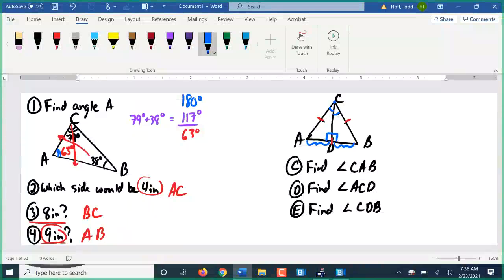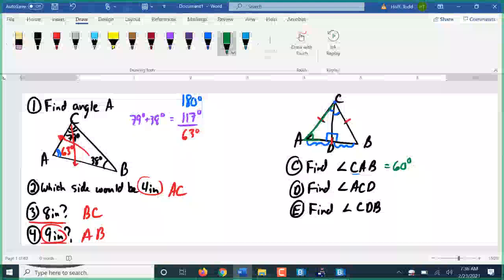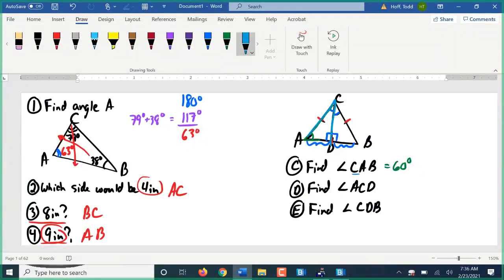Once we know that, angle CAB, that's this angle over here, well, we know that's 60 degrees because that's just one of the angles of that equilateral triangle, and we know that the angles of an equilateral triangle are always 60 degrees. ACD is right here. That is one of the angles that we bisected. That has to be half of the 60 degrees or 30 degrees. And angle CDB is right here. That is one of our right angles, so that is 90 degrees.